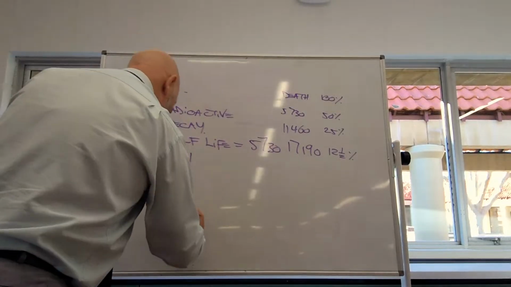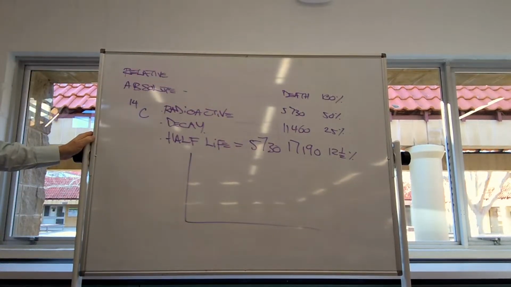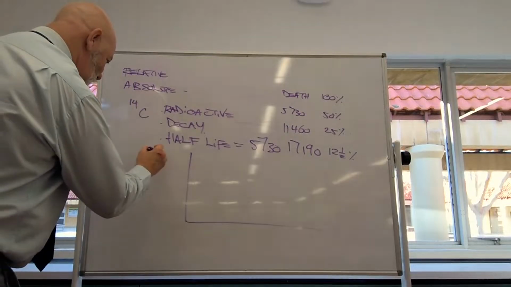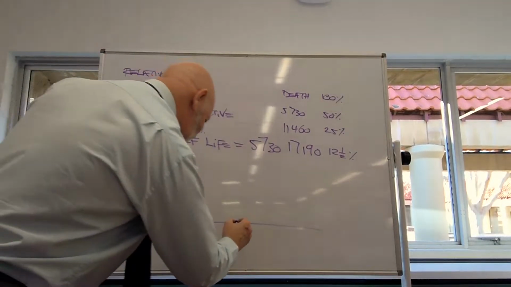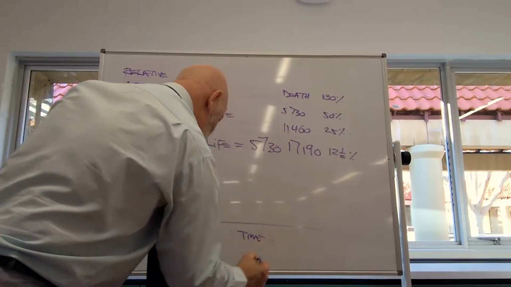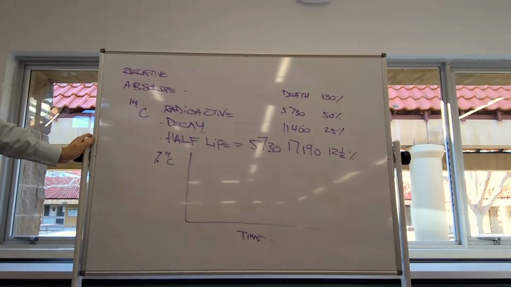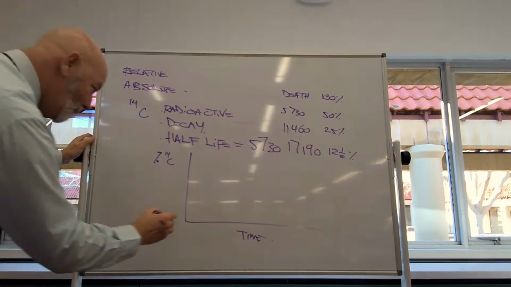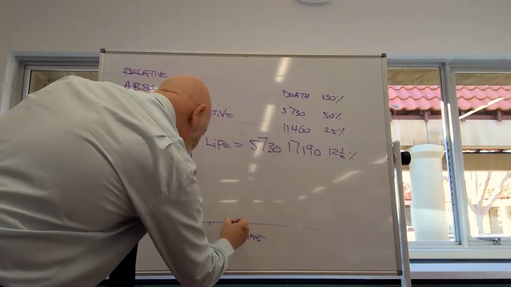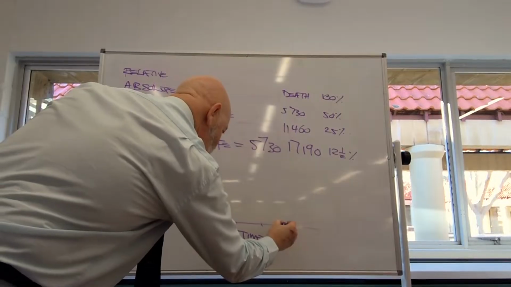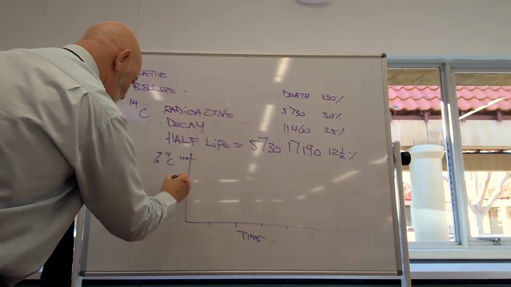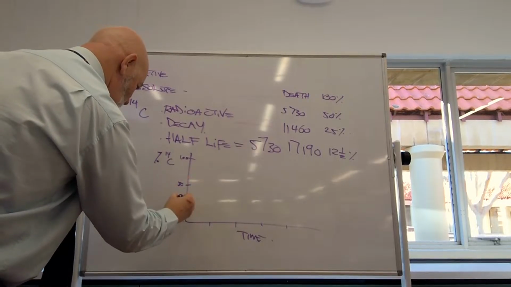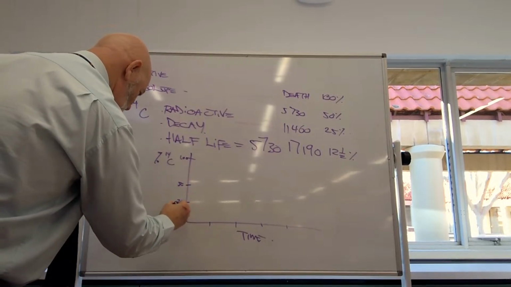So we draw the calibration curve like this. Here is the percentage of carbon-14, and this is time. I can say a half-life here is 5730 years. So here I'm going to have 1 half-life, 2 half-lives, 3 half-lives, 4 half-lives. Here is 100%. Here is 50. Here is 25. Here is 12.5.